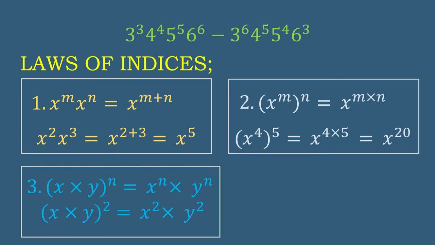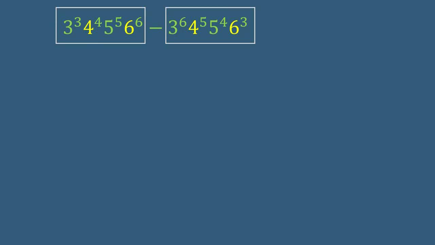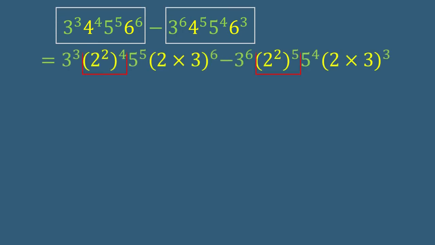Now let's apply this law to simplify the given quantity. There are two terms separated by a minus in this quantity. Here 4 can be written as 2 to the power 2 and 6 can be written as 2 times 3 in both the first and second terms.